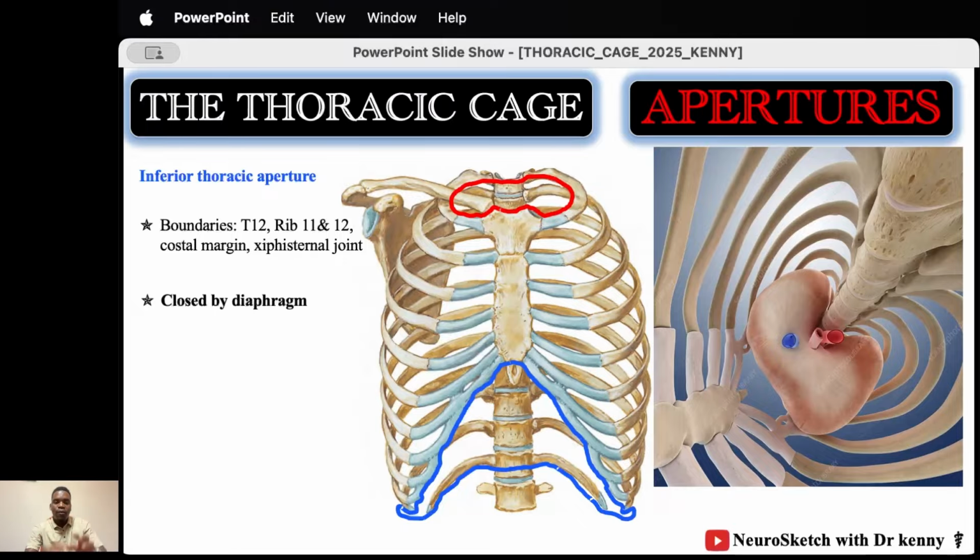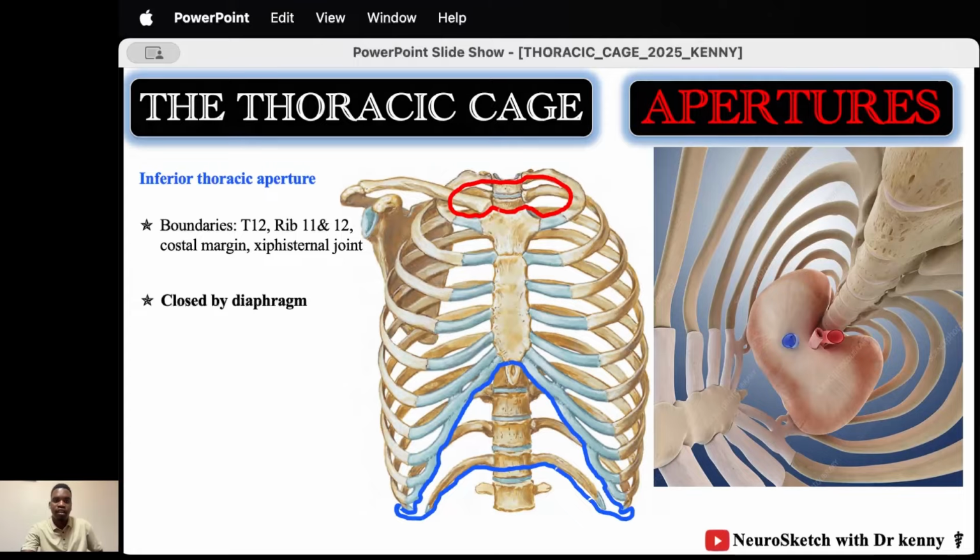So we'll have the superior thoracic inlet, the superior thoracic aperture, and the inferior thoracic aperture. The inferior thoracic aperture is almost closed by the diaphragm to separate the thorax from the abdomen. We'll have a discussion of the diaphragm somewhere else. I will put the link. But the diaphragm separates the thoracic cage from the abdominal cavity. So we have two cavities that are separated by the diaphragm. We are going to discuss them next time. But that's the inferior thoracic aperture.